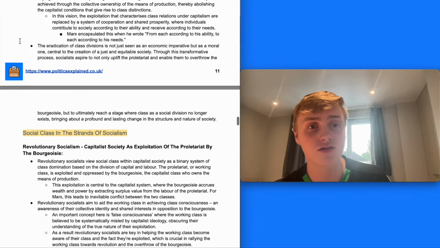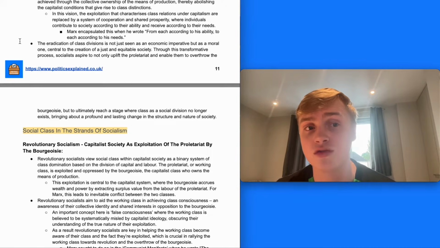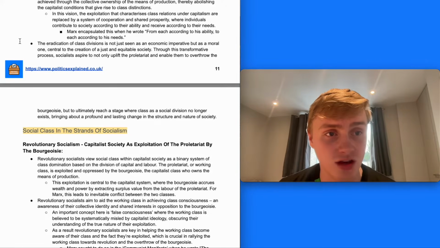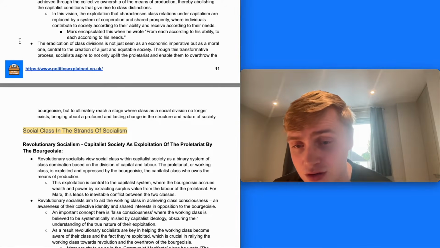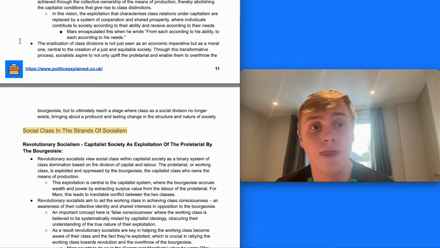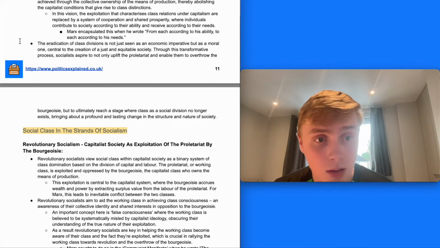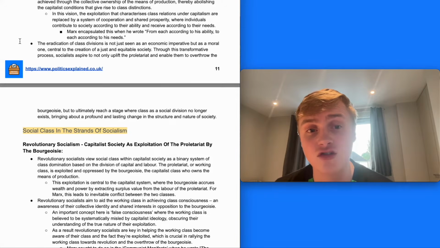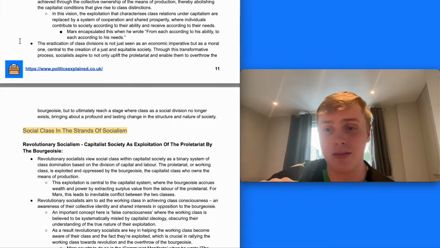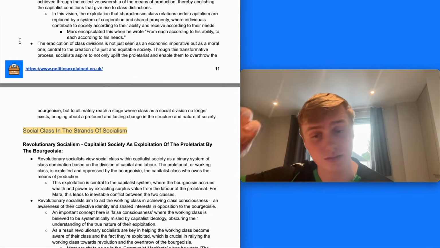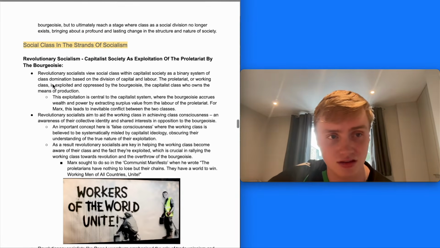And the eradication of class divisions is not just seen as an economic imperative, but as a moral one, central to the creation of a just and equitable society. So through the transformative revolutionary process, they aspire not only to uplift the proletariat and enable them to overthrow the bourgeoisie, but ultimately to reach a stage where class as a social division no longer exists. So they think that social class is inherent to capitalism, and by removing capitalism completely, you can effectively create a classless society.